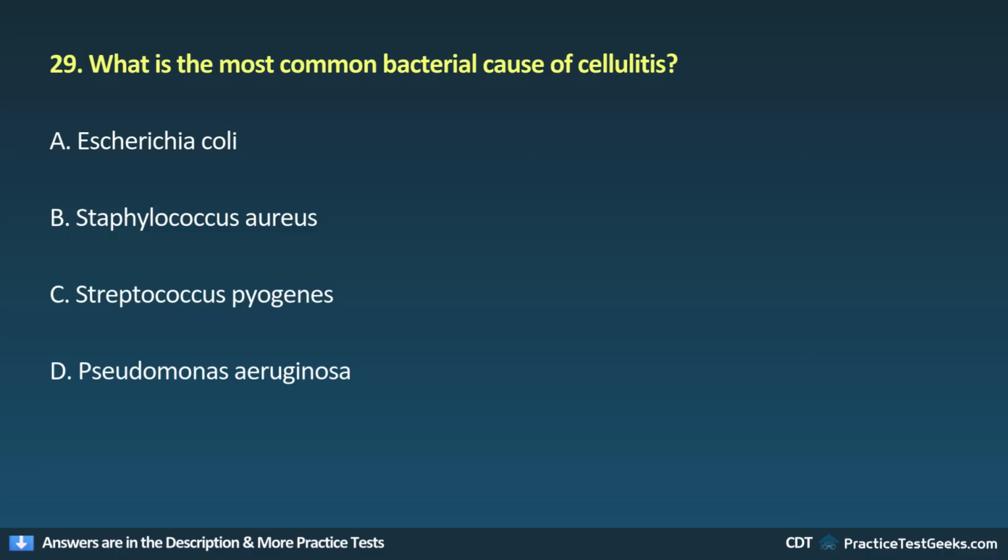29. What is the most common bacterial cause of cellulitis? A. Escherichia coli. B. Staphylococcus aureus. C. Streptococcus pyogenes. D. Pseudomonas aeruginosa.